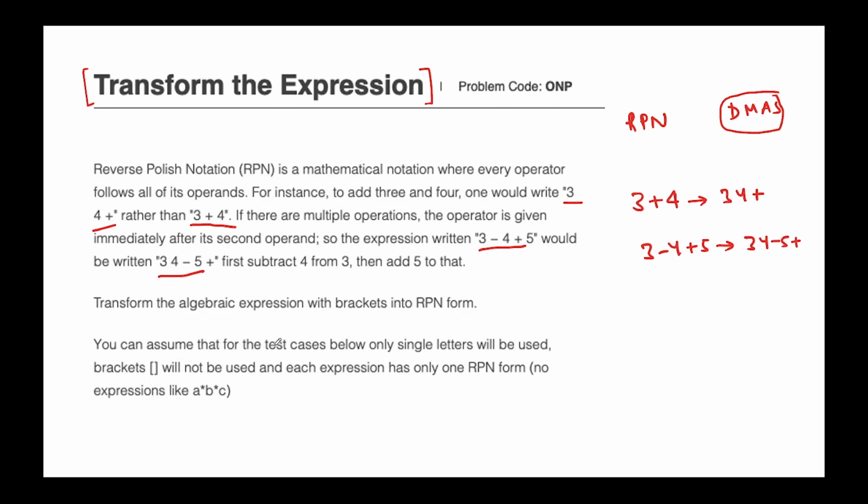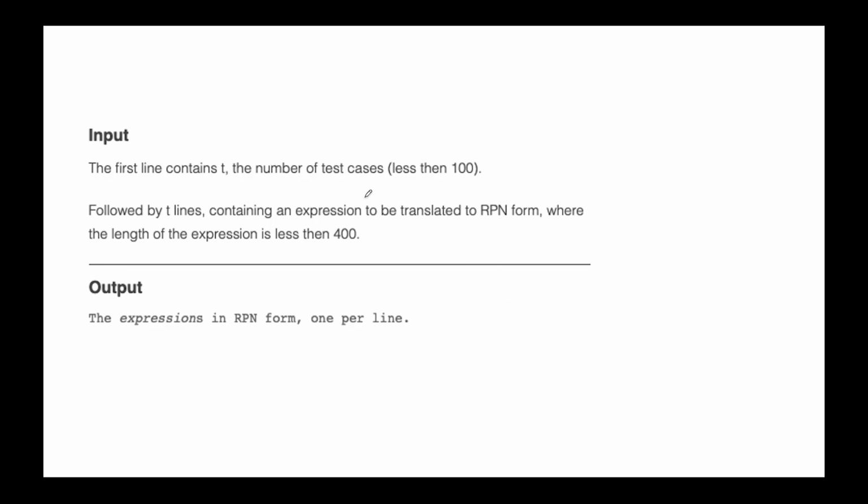Also, we can assume that in the test cases below, which I will show you later on, single letters will be used. Square brackets will not be used, we'll be only using this bracket, and the expression we need to print out will be in the form of RPN. So now let me just show you how the input and output will look.